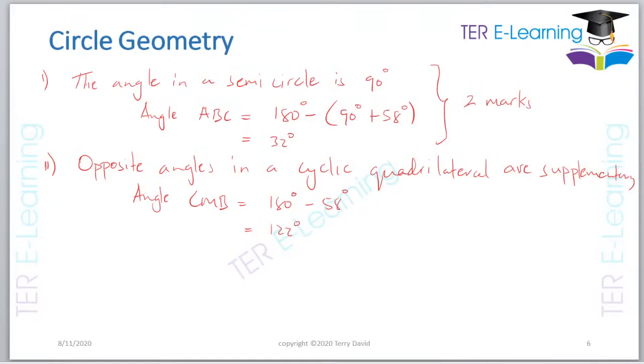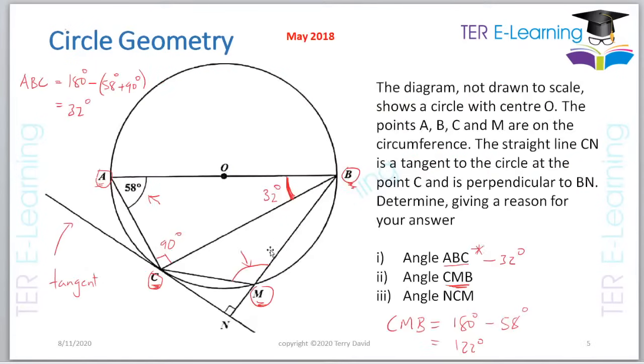Now let's look at the third part. So this angle here is 122 degrees. We know that. So now we need to work out the last part, which is angle NCM, right? So NCM, that's the first thing you need to do to figure out what angle they're talking about. This is NCM here, right? So before I work it out, can anybody tell me what NCM is?